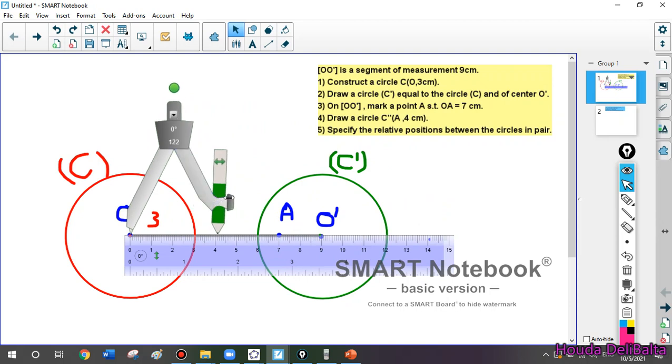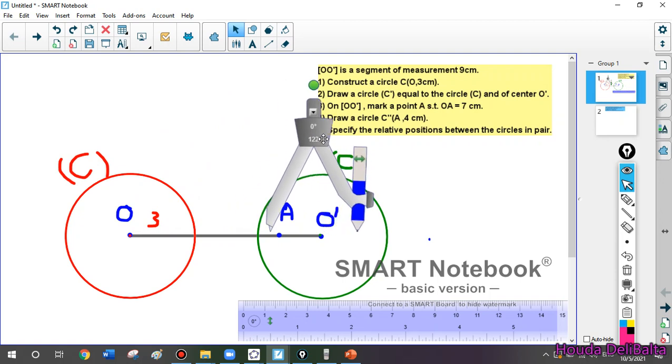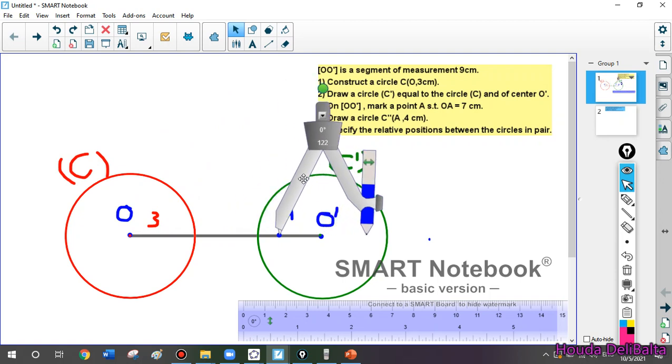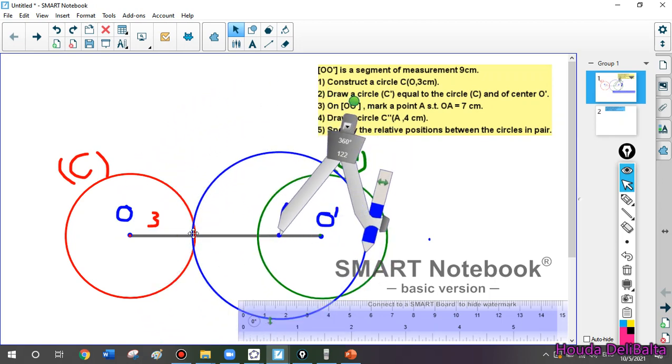So that's the compass. I opened it till 5 centimeters. Let me use the blue color. And here we go. We'll put the needle at A and then draw our circle. Okay, so that's our circle.